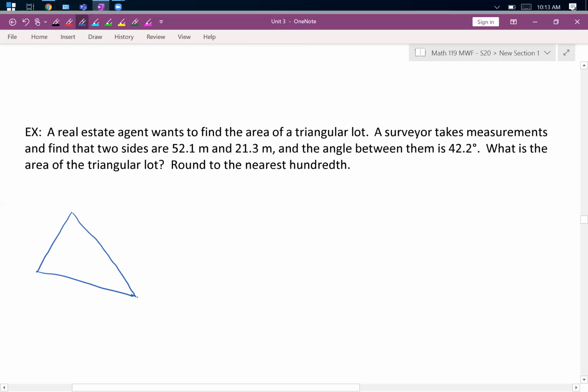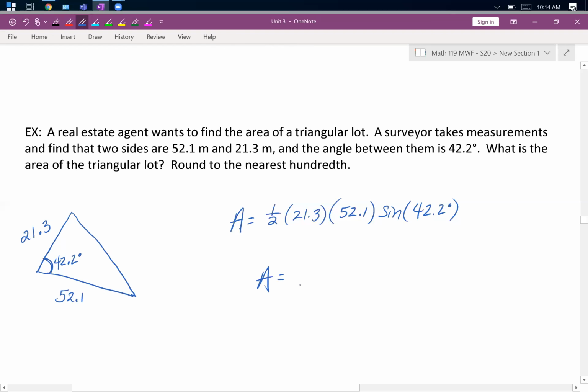All right, so 2 sides are 52.1 and 21.3, and then the angle between them is 42.2 degrees. Our area is going to be 1/2 times 21.3 times 52.1 times sine of 42.2 degrees. And we'll pop this in our calculator.